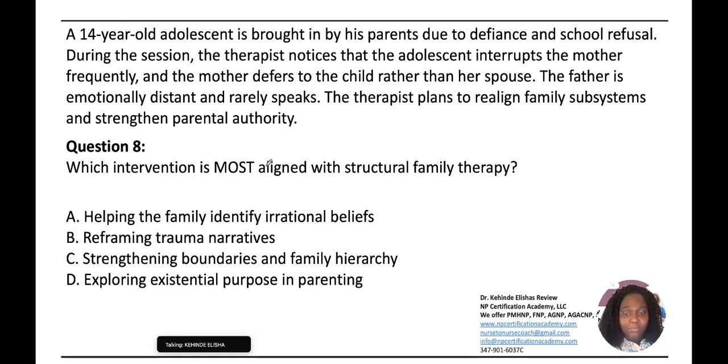Which intervention is most aligned with structural family therapy? A. Helping the family identify rational beliefs. B. Reframing trauma narratives. C. Strengthening the boundaries and family hierarchy. D. Exploring existential purpose in parenting.